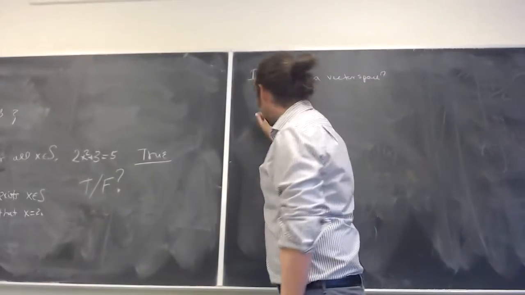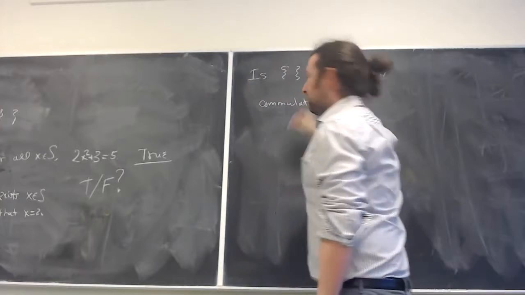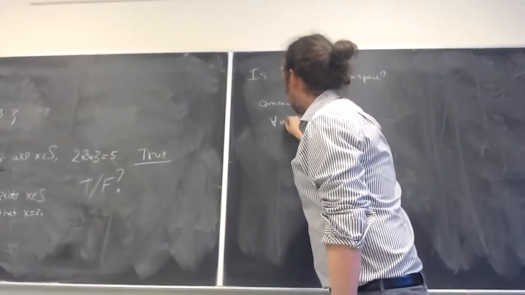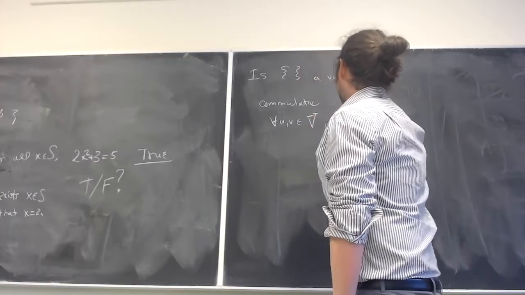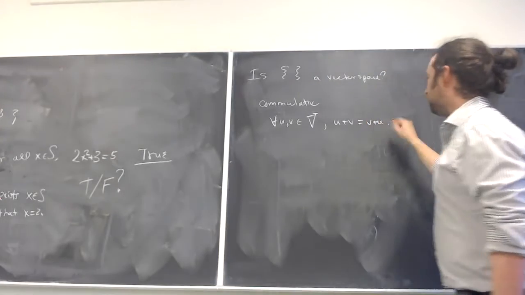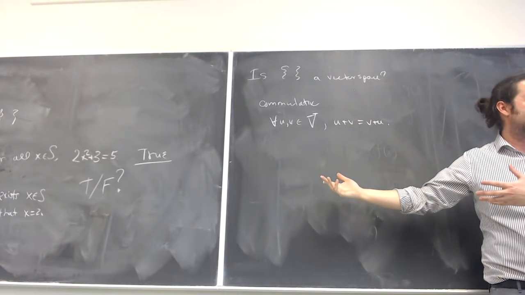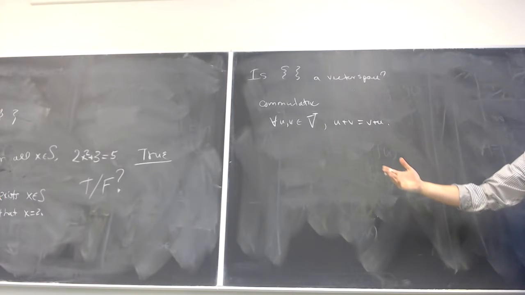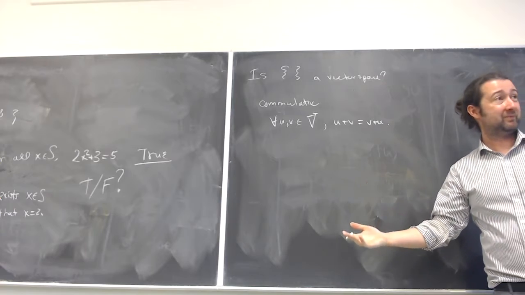What does it mean to be commutative? Commutative means that for all u and v in V, u plus v is equal to v plus u. Is that a true statement about the empty set? Well, yes, because there are no elements to break it. So of course, the empty set has a commutative property on its elements because there are no elements.